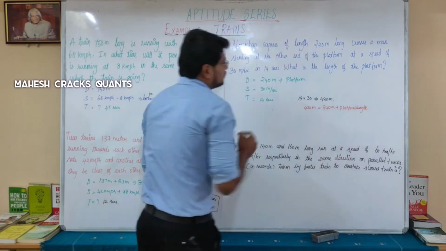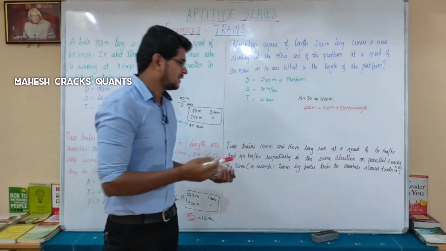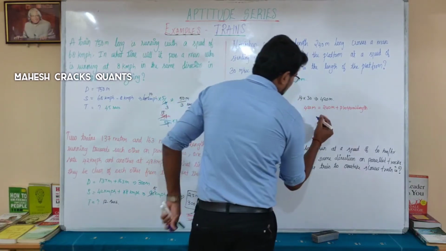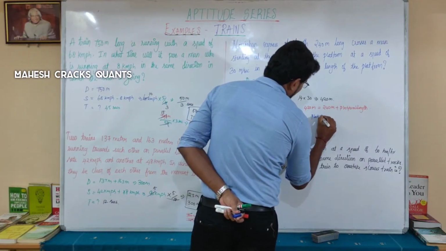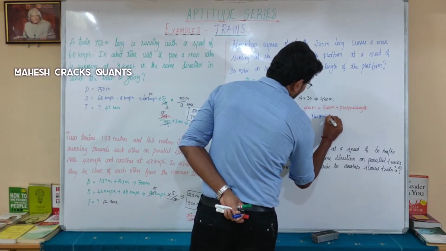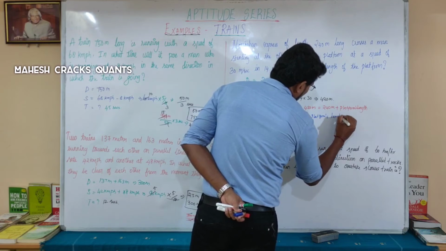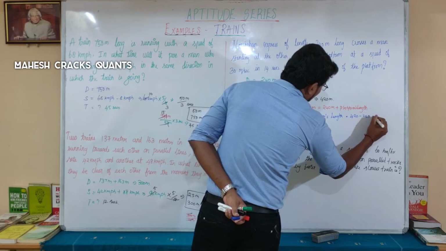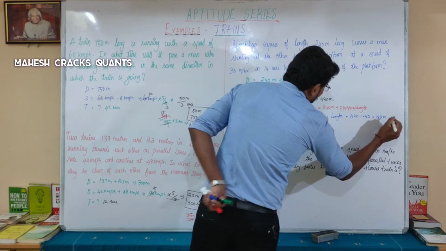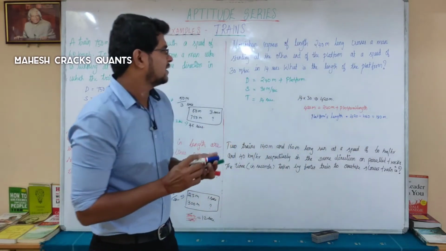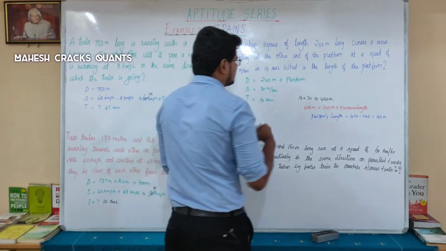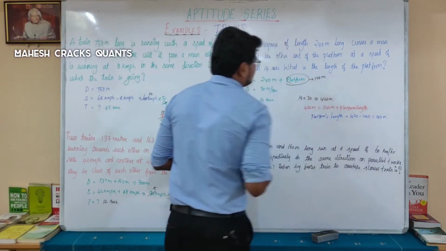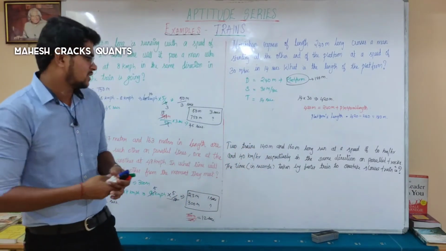So if you want the platform length, what will you do? You will take 240 to this side. When you take 240 to this side, what will you get? Platform length is equal to 420 minus 240, which is equal to 180 meters. So the answer for this question is 180 meters. The length of the platform is 180 meters. That's it. Let's move on to the last question.